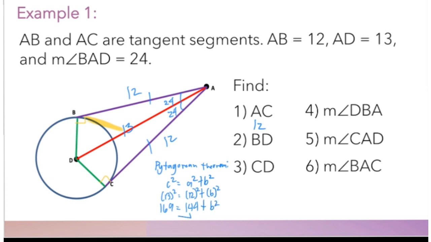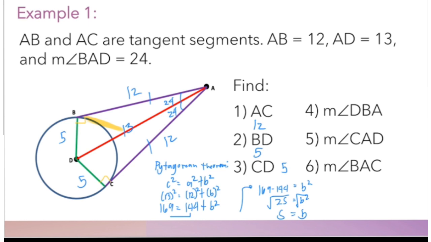So transpose 144. Continuing here, we're going to have 169 minus 144 equal to b squared. So 25 is equal to b squared. Get the square root of this and you'll get 5 is equal to b. So the radius is equal to 5. So BD is 5. CD is also 5. As quick as that.